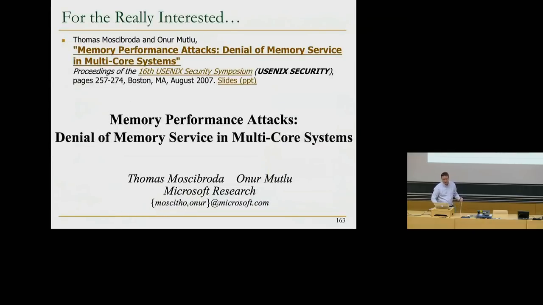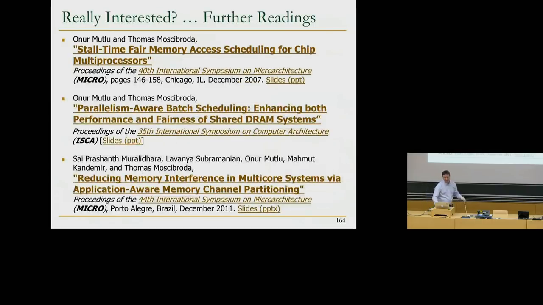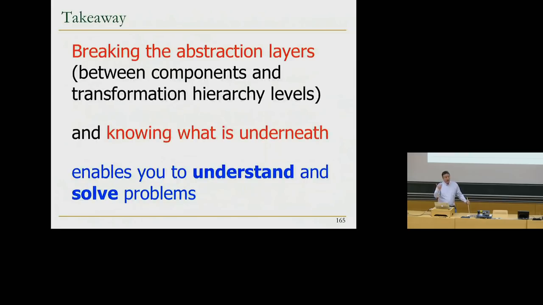So if you're really interested, you can read about it. Again, it's in the reading list, these works. The same takeaways. Again, we are breaking the abstraction layers. It wasn't only memory, processor, and things. It was also how the scheduling was going on and why making a row buffer made sense in this case.